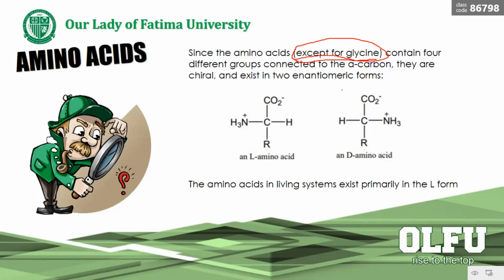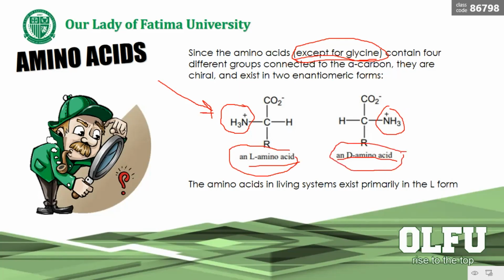Because it has a carbon chiral center, we can also distinguish an amino acid as an L amino acid or a D amino acid. How? Just like in carbohydrates. You will look at the NH3+. If the NH3 is on the left side, it is an L amino acid. If the NH3 portion is on the right side, that is a D amino acid.